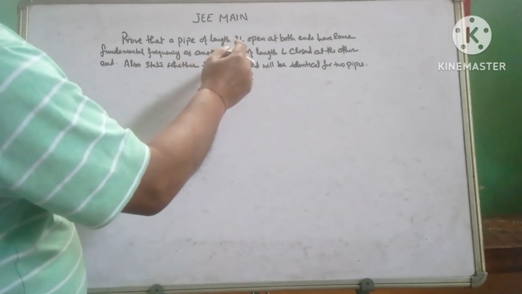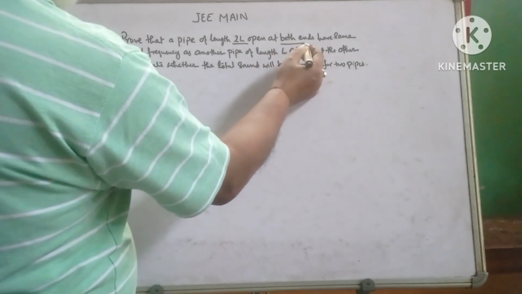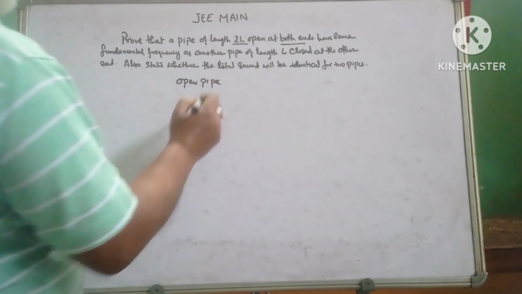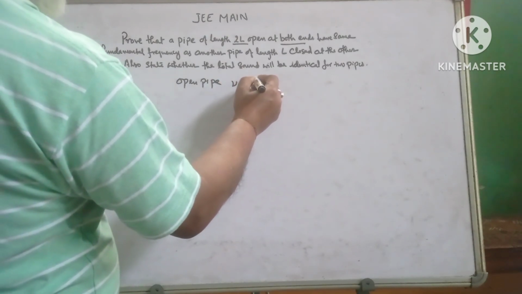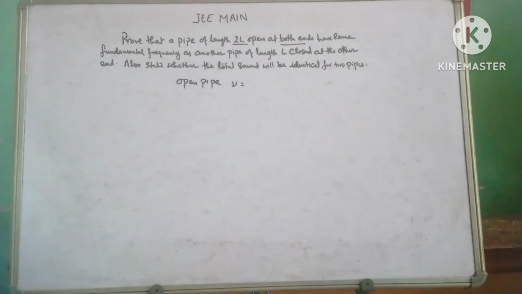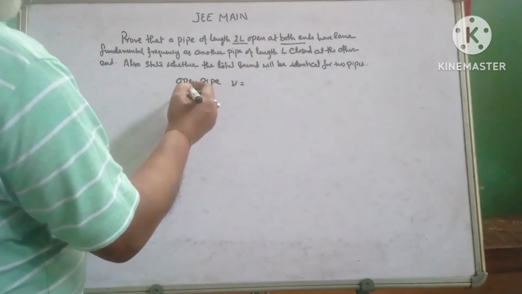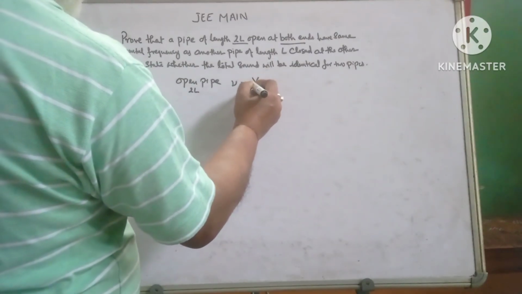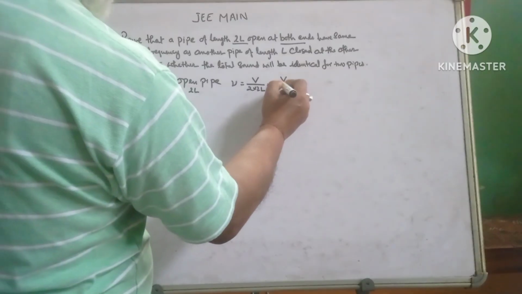Prove that a pipe of length 2L open at both ends, that means it is an open pipe. For an open pipe, the fundamental frequency of length 2L is V by 2 into 2L, that is equal to V by 4L.